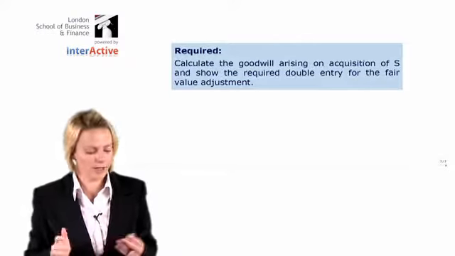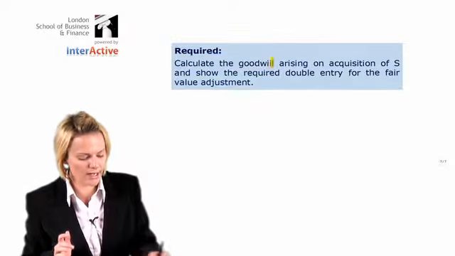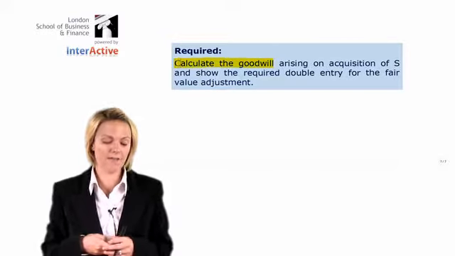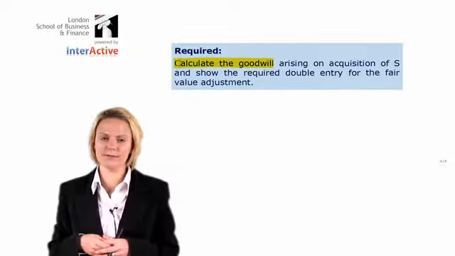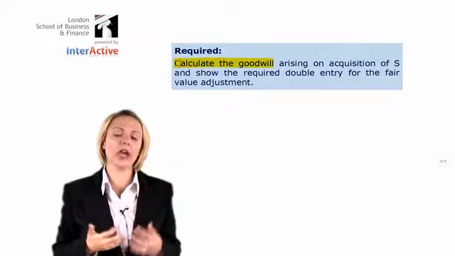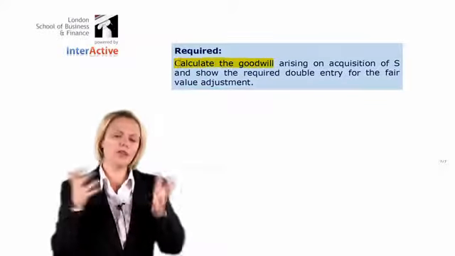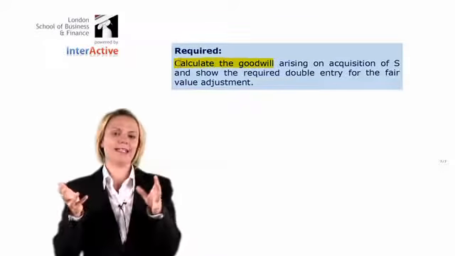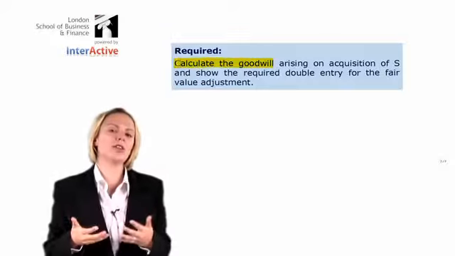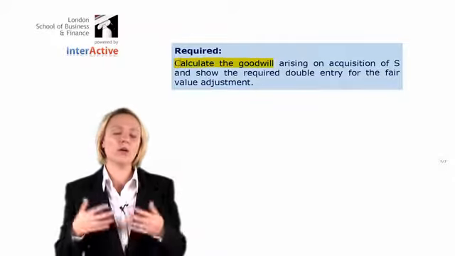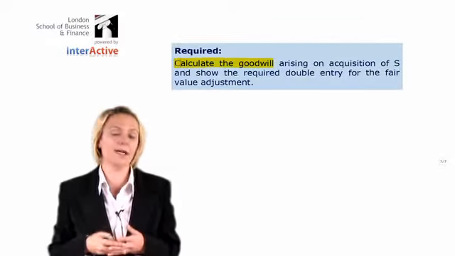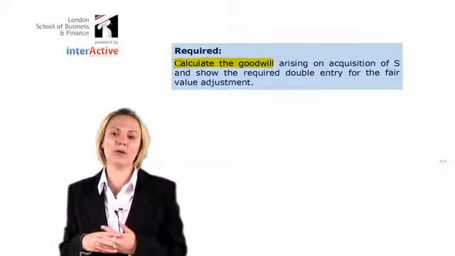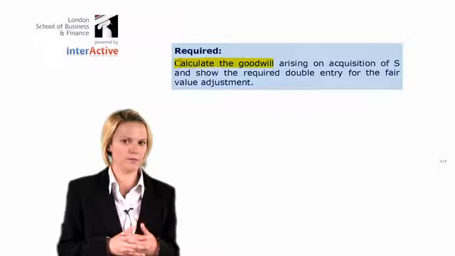And the requirement: calculate the goodwill arising on acquisition of S and show the required double entry for the fair value adjustment. Hopefully you all remember the calculation for goodwill because it's one of those little workings that could get tested for 2 marks in the exam just by itself. Now, we saw the calculation of goodwill when we had a look at our first example in this chapter, if you remember. So if you like, go back to that example and pull out your working for goodwill.